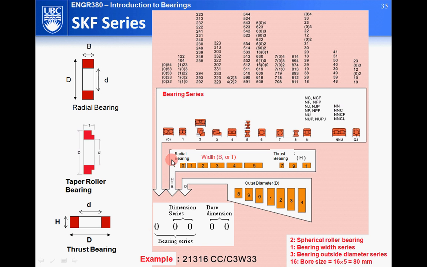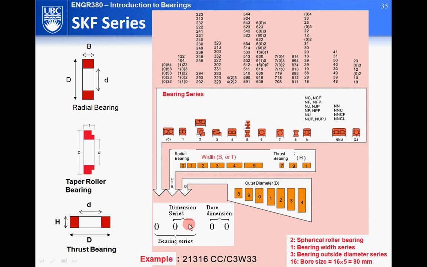The second digit is the width series. Both of them are called the dimension series. What's the width? Width refers to this dimension here, sometimes called B, or sometimes W. Starting from 0 up to 5, the higher the number, the wider the width. So if it's 65 compared to 64, you will have a higher width for the 65.